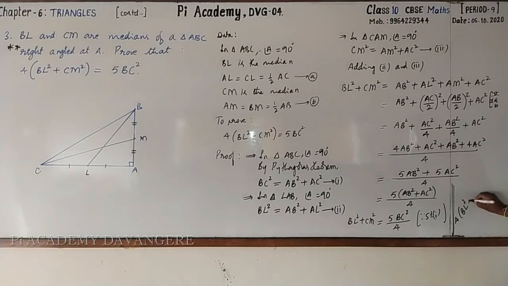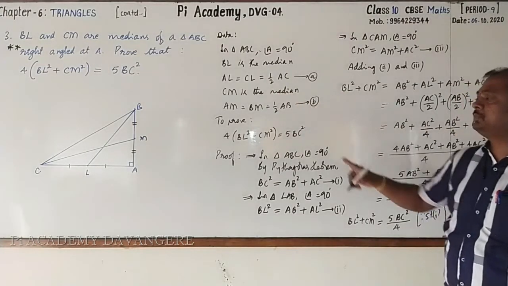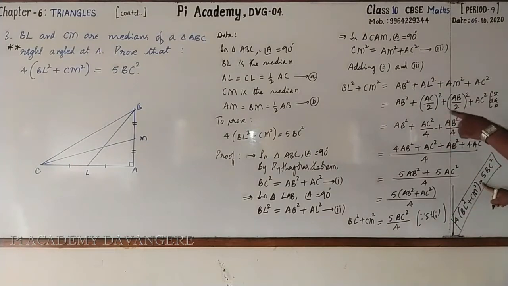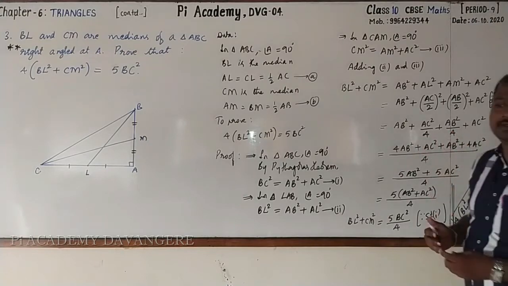BL square plus CM square is equal to 5 times BC square. Observe the statement to be proved: 4 times BL square plus CM square is equal to 5 times BC square. Hence it is proved. Please go for copying this.